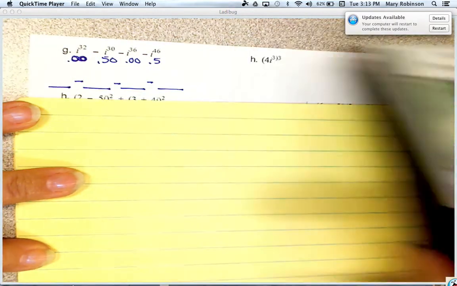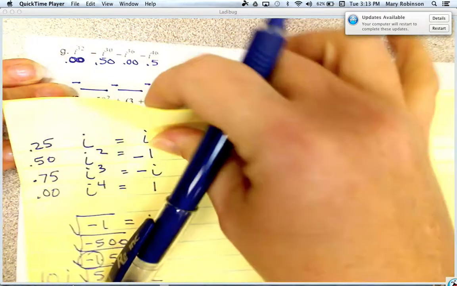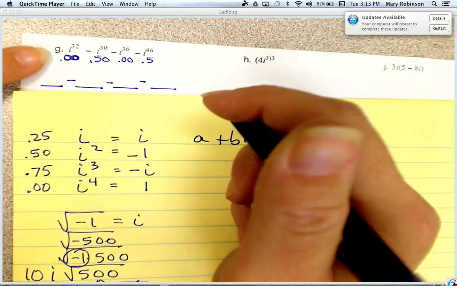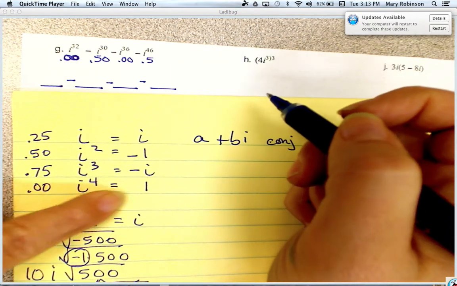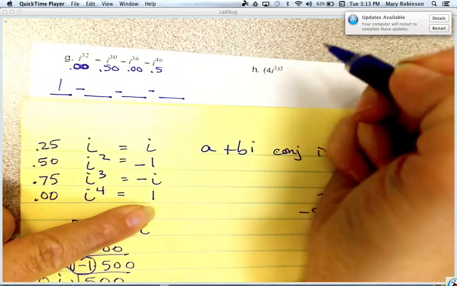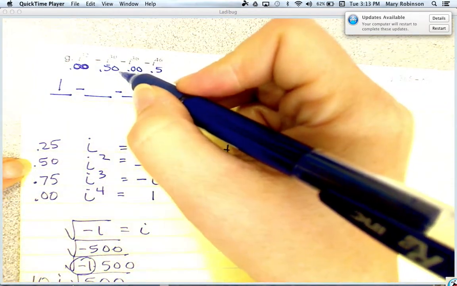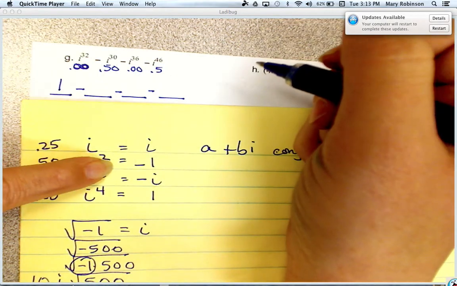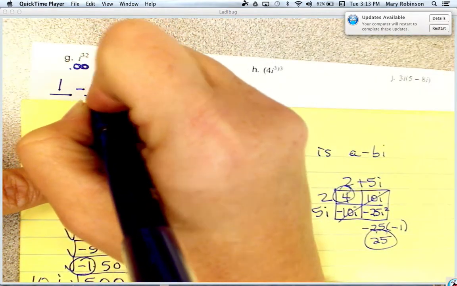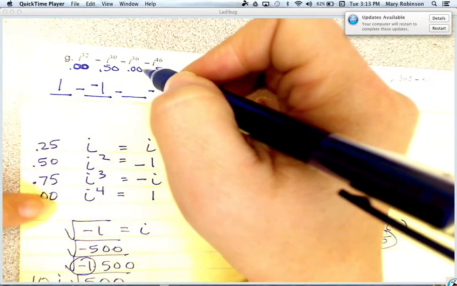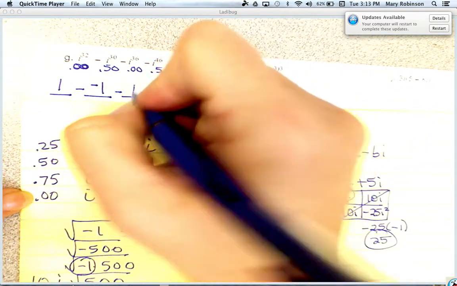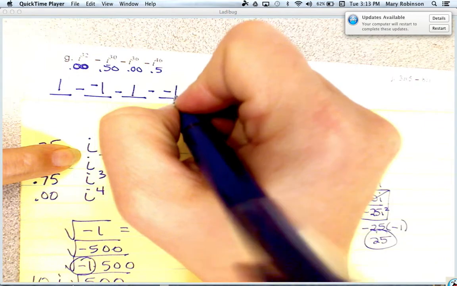So my job now is to go back to that chart and then fill in what all these equal. So if it divided evenly, it's equal to 1. If I got 0.5, it equates to i squared, which is -1. Again, 0, 0, that's 1, divided evenly, and then -1.